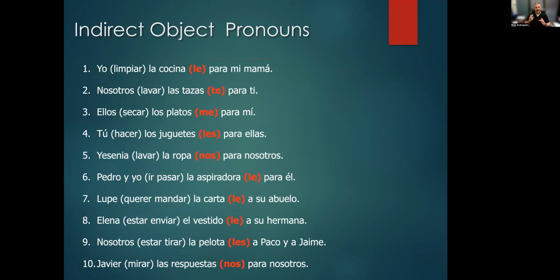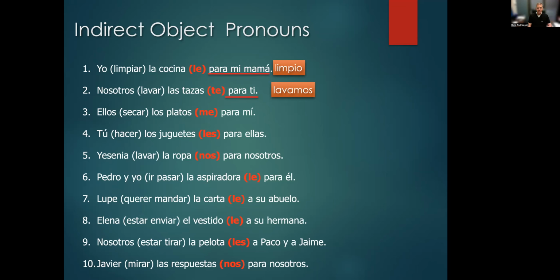Okay, we have yo limpiar la cocina para mi mamá. Para mi mamá is our indirect object, and that's a third person singular, so that's going to become le. The verb gets conjugated to limpio because yo is the subject. Número 2, nosotros lavar las tazas. Para ti is the indirect object, it becomes te, and the verb gets conjugated to lavamos.